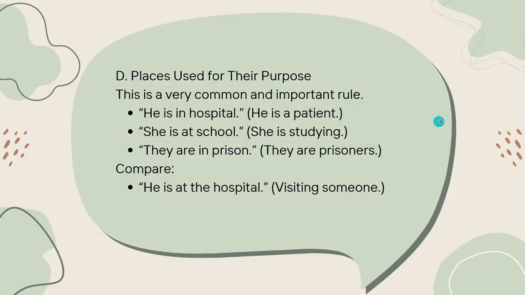So, the D case is places used for their purpose. This is a very common and important rule. He is in the hospital. She is at school. They are in prison. We have a little comparison: he's at the hospital visiting someone. He's visiting someone, so he's at the hospital. But if he's doing something there, he has a reason to do it.